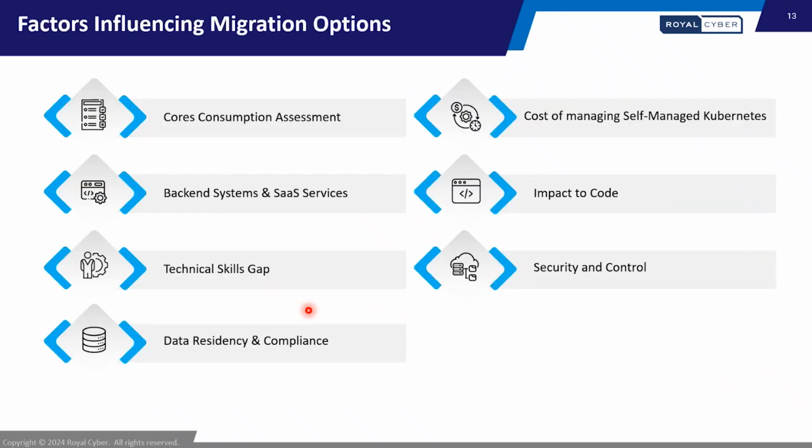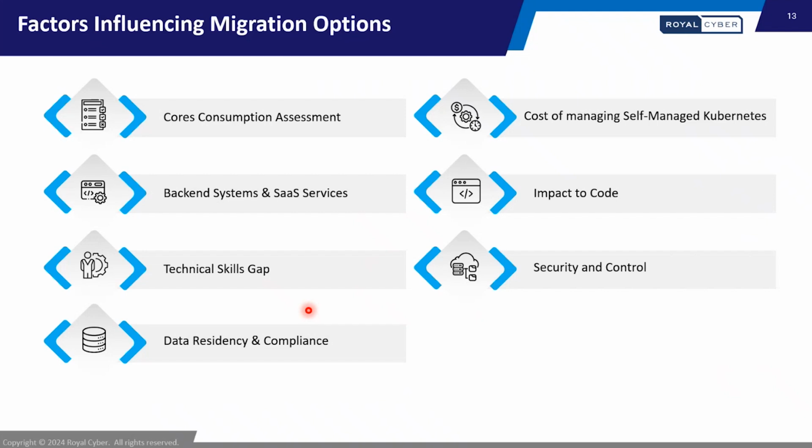Let's explore some other factors that influence your choices and help make informed decisions for the future of your deployment. Obviously, first is the core consumption assessment. You need to do some assessment: if you migrate from RTF appliance to CloudHub 2.0 or RTF self-managed Kubernetes, what would be the total core requirement?